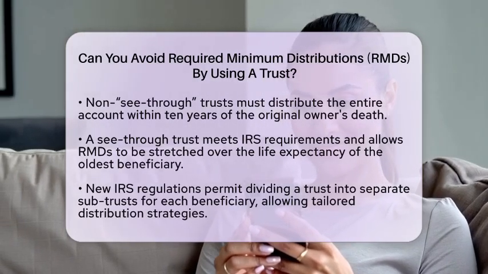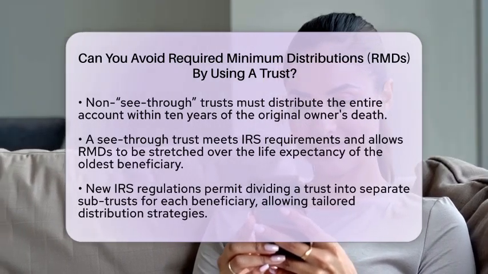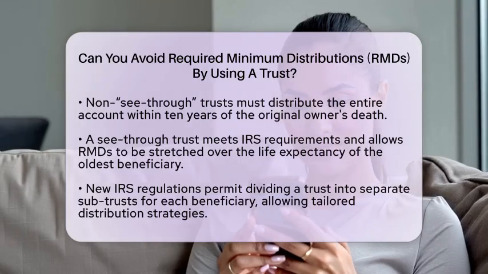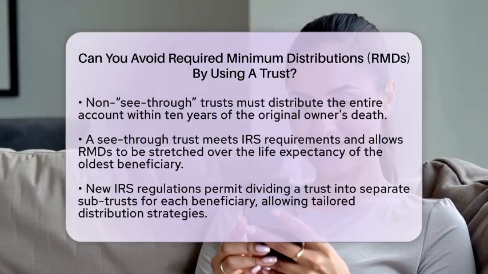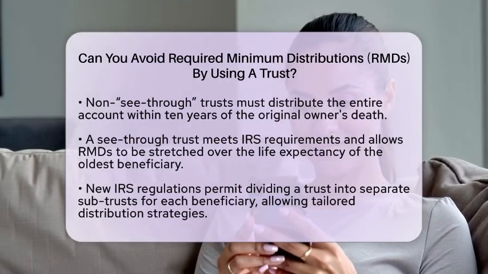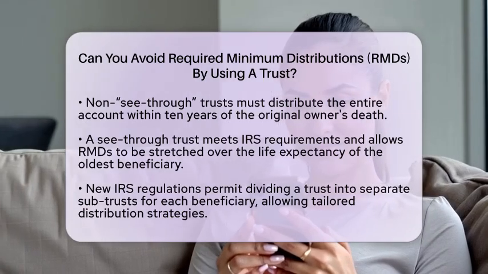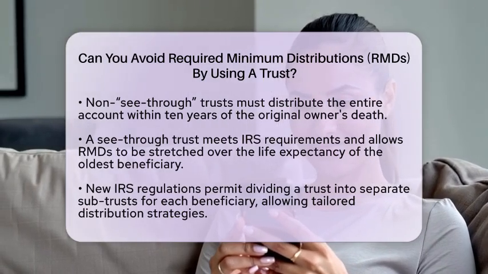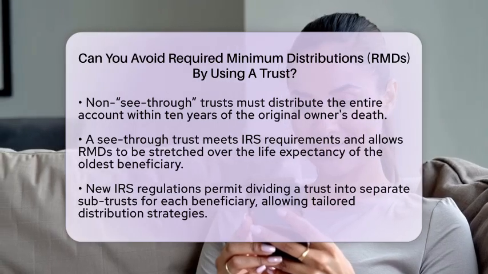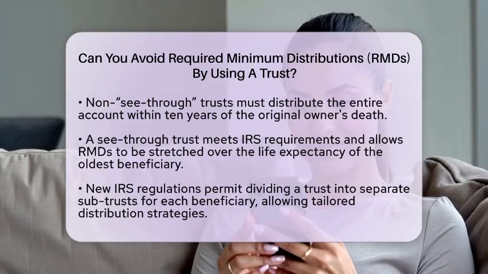A see-through trust meets specific IRS requirements, including having identifiable beneficiaries. If your trust qualifies as a see-through trust, RMDs can be stretched over the life expectancy of the oldest beneficiary. This allows for longer tax deferral. New IRS regulations also allow a trust to be divided into separate subtrusts for each beneficiary. This means that each beneficiary can receive distributions based on their own status.